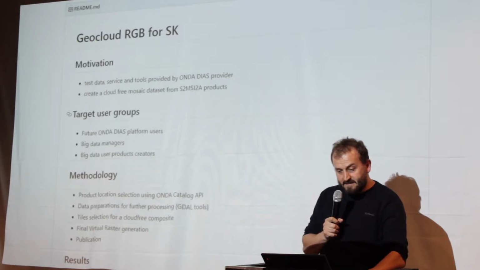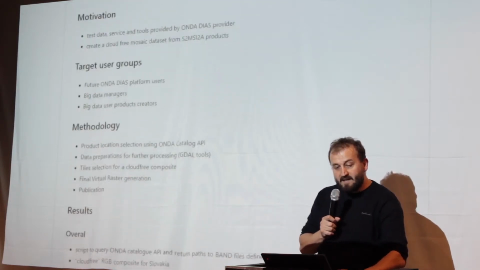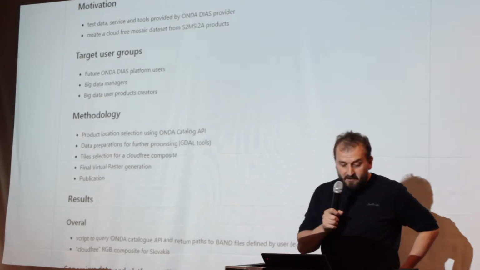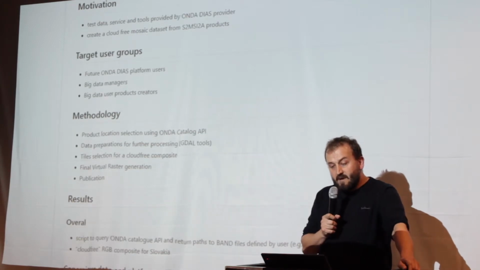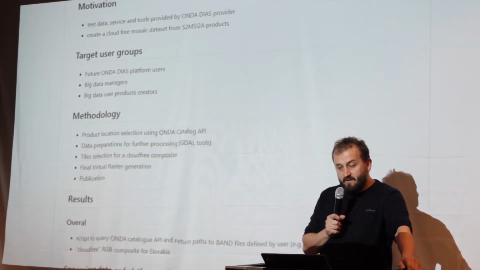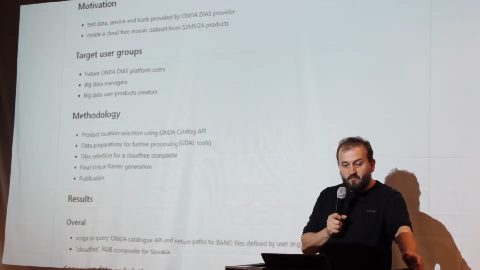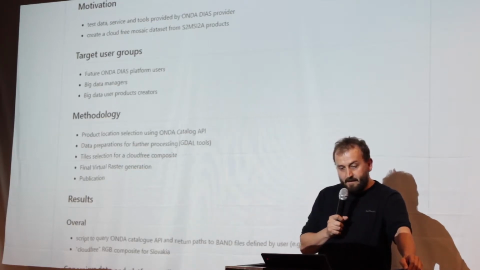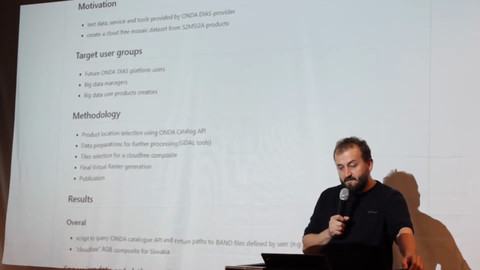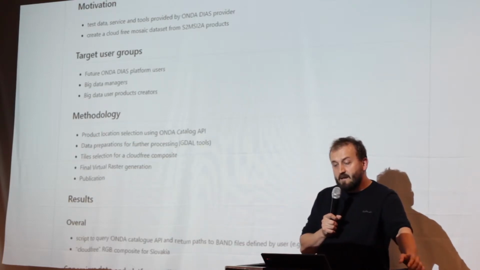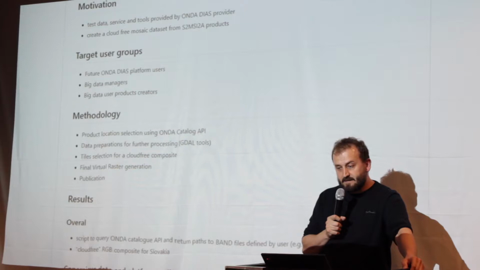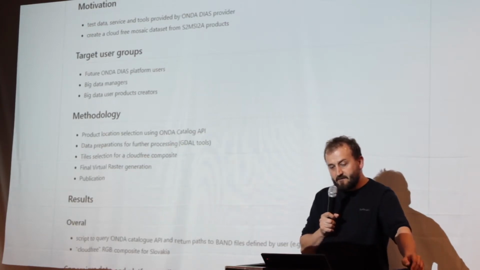What was the methodology? As I said before, we needed somehow to fetch from the big data storage, which contains millions of products, the data of interest. So we defined the spatial and temporal query and the semantic query on the product type. And then we needed to prepare the data for further processing. Then we needed to select the tiles to define the final cloud-free composite and generate the final format for that result in order to be able to visualize it in a friendly, easy, light way.